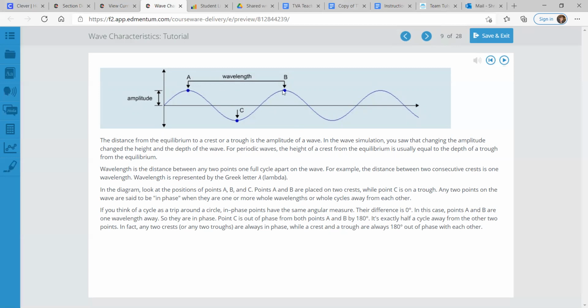So these crests are in phase, these troughs are in phase with each other, but this crest and trough, they're out of phase, and these are out of phase. So crest and crest, or trough and trough are in phase, and then crest, trough, trough, crest, out of phase.